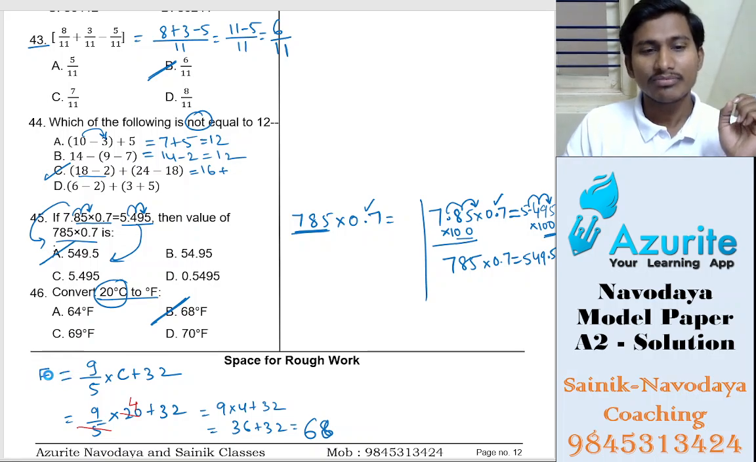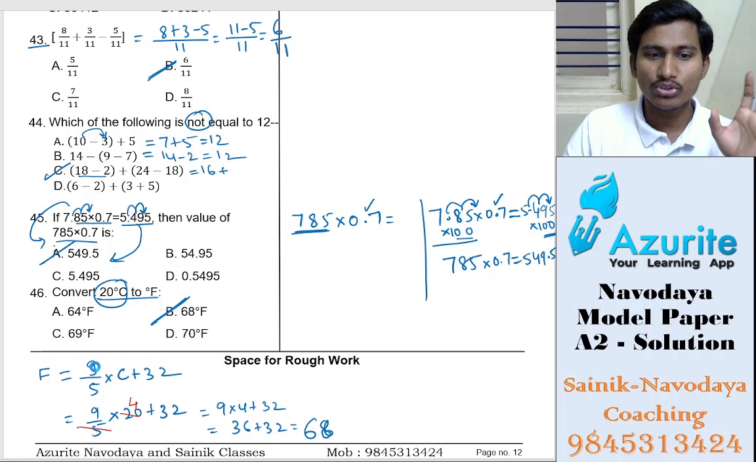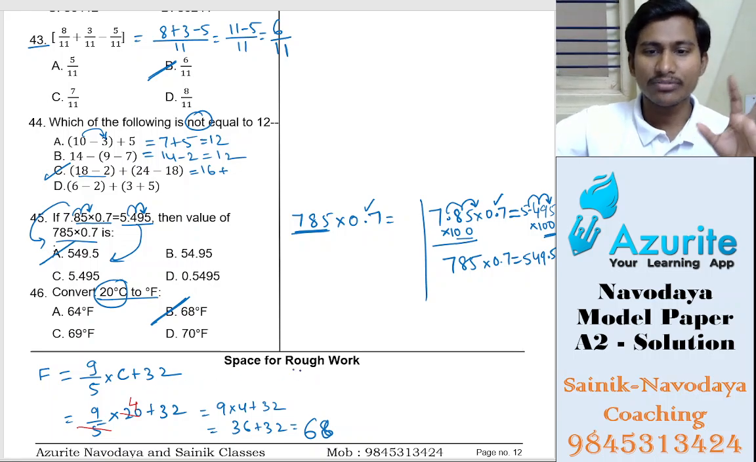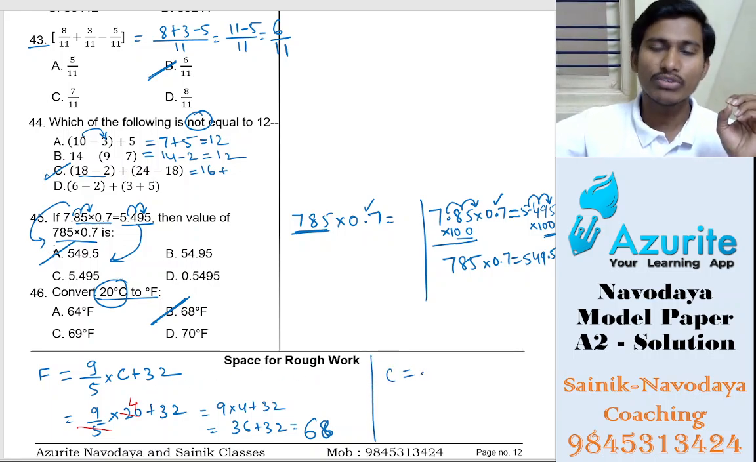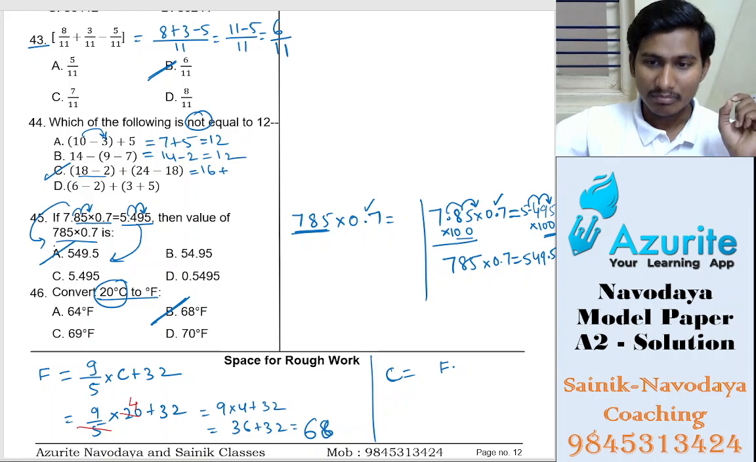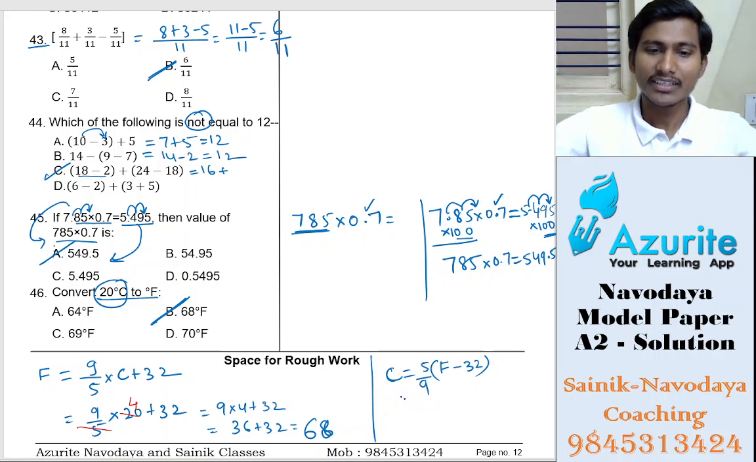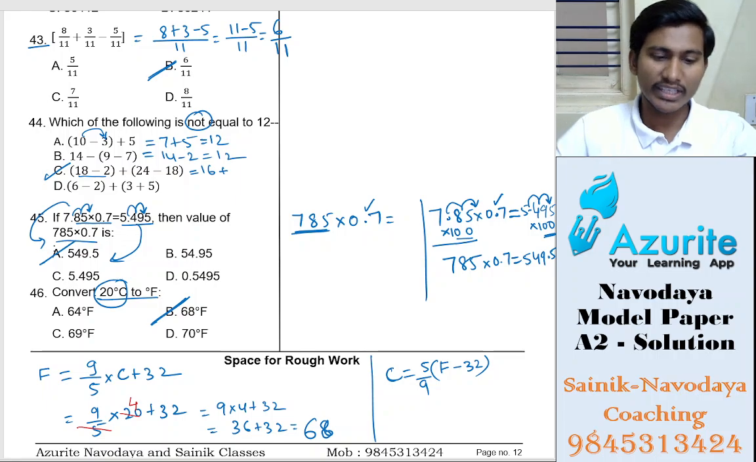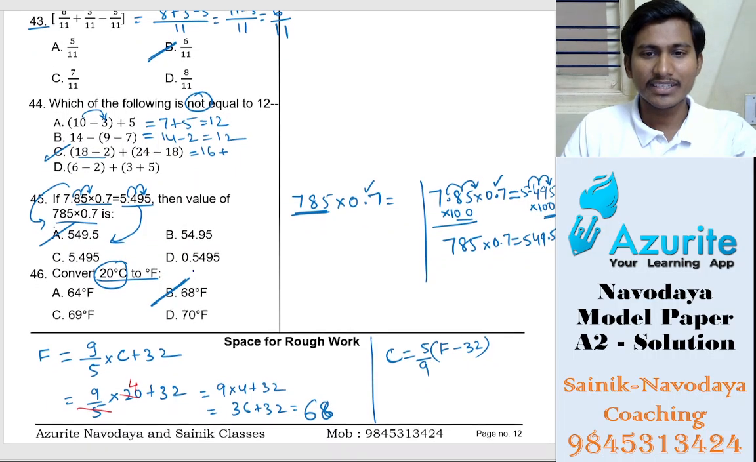How do we convert between Fahrenheit and Celsius? To get Fahrenheit, we use 9 by 5 times Celsius plus 32. And if you want to find the Celsius value, take the 32 to that side: Fahrenheit minus 32, and multiply with 5 by 9. So Celsius is 5 by 9 into Fahrenheit minus 32. Okay, got it? Good. So now let's go to the next, that is question 47.